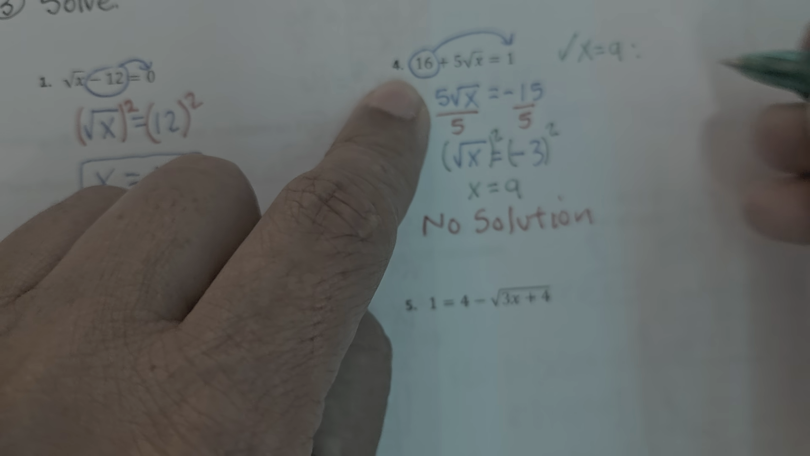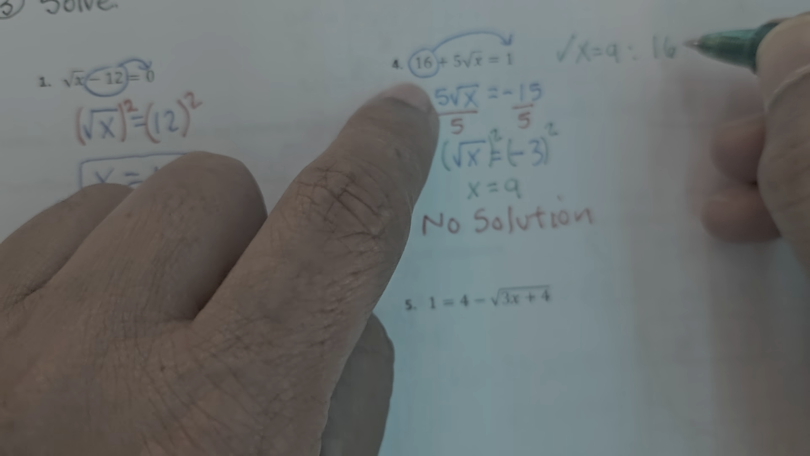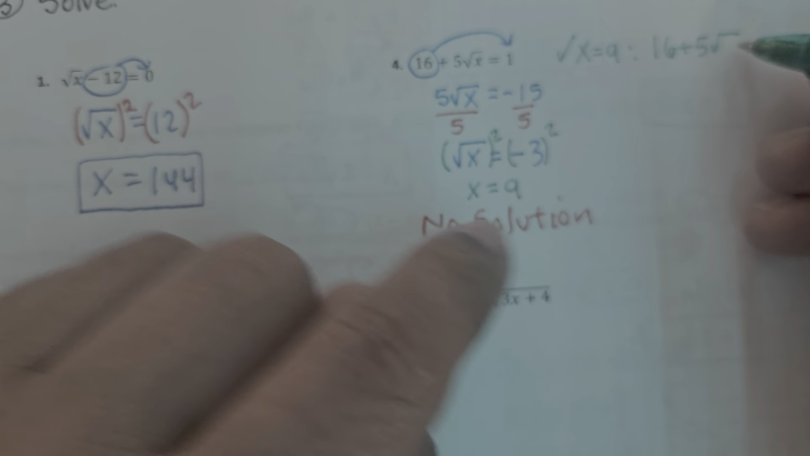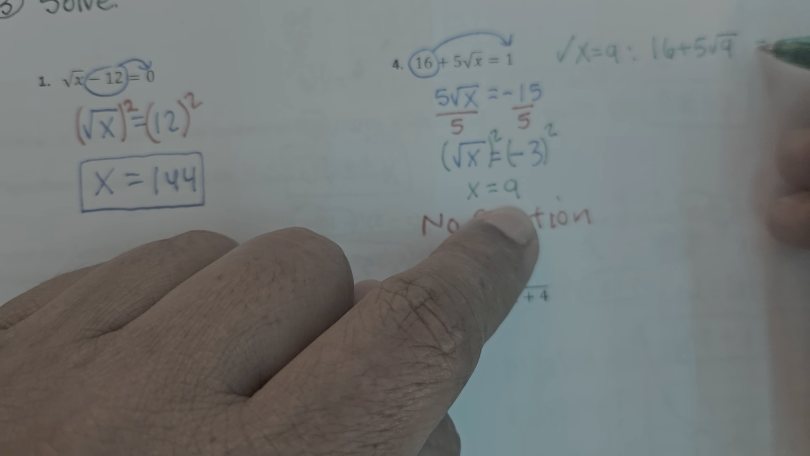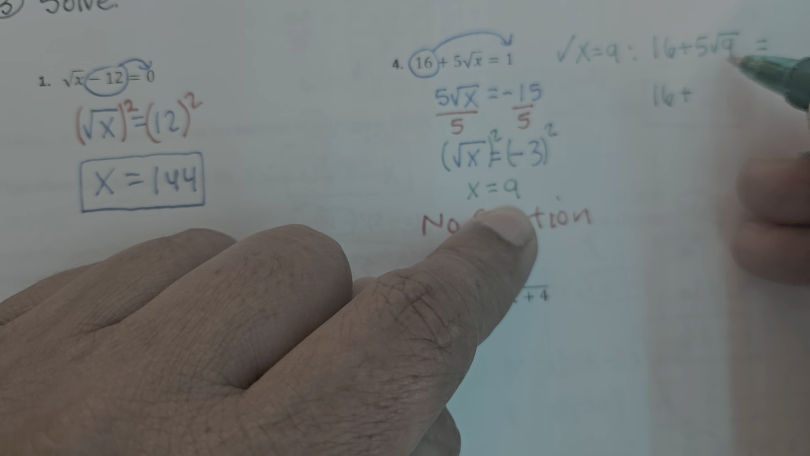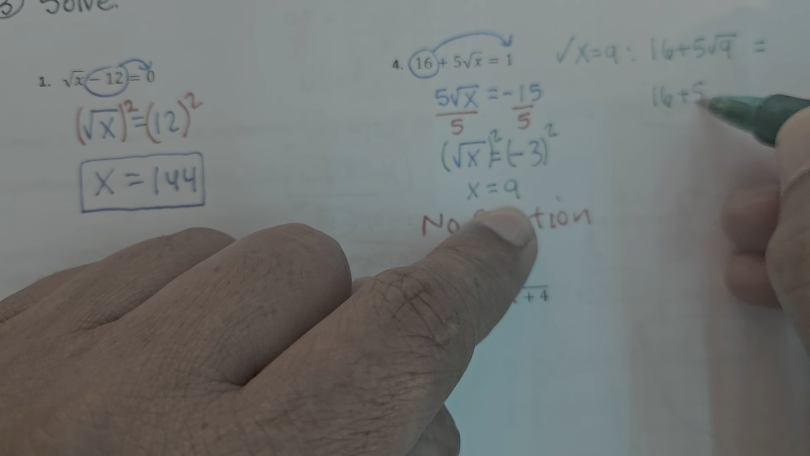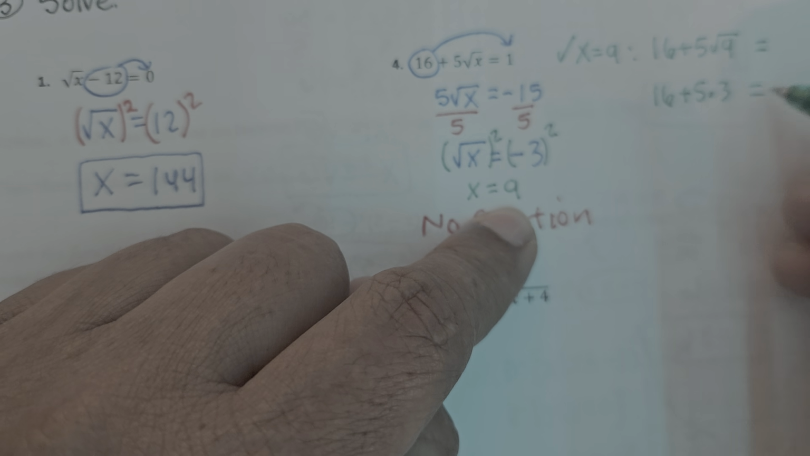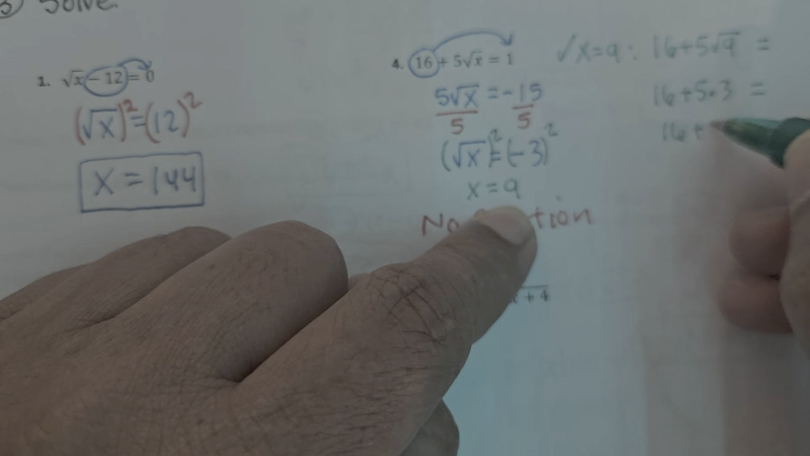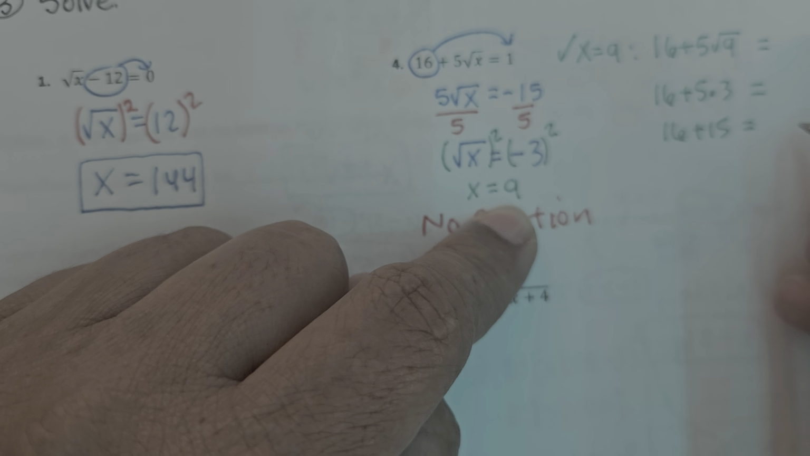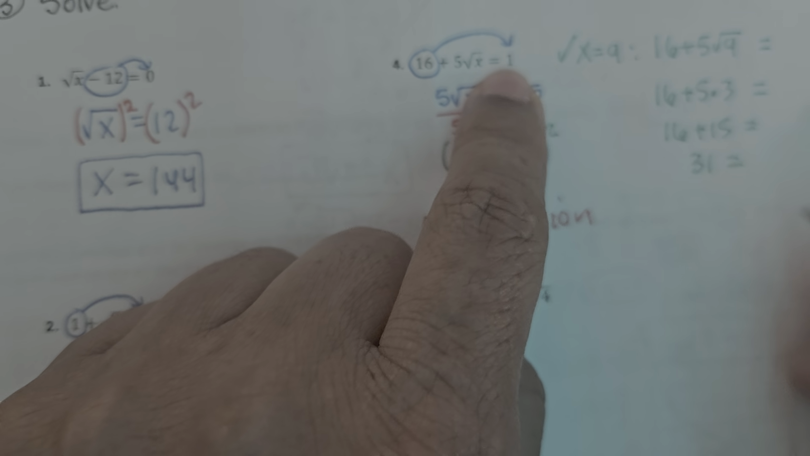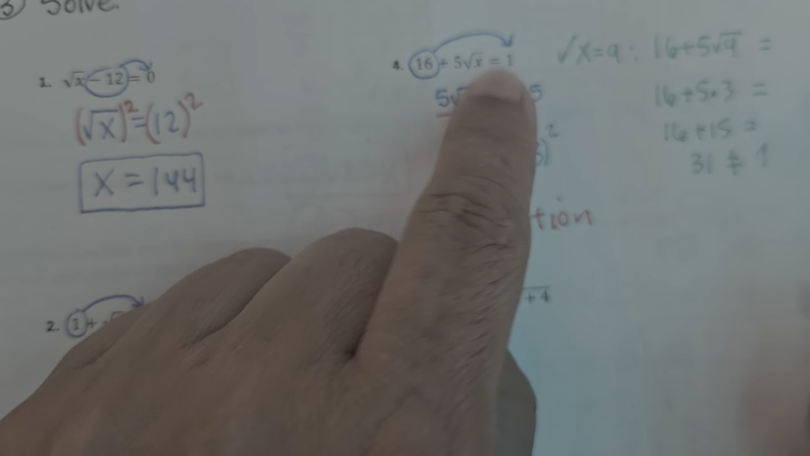So I'm going to come to this equation. There's a 16 here. That's 16 plus 5 times the square root of, instead of x, 9. This equals 16 plus 5, the square root of 9 is 3. So 5 times 3 is 15. So we have 16 plus 15, which combines to 31. And this, as you can see, is not equal to 1. So that's why there is no solution.